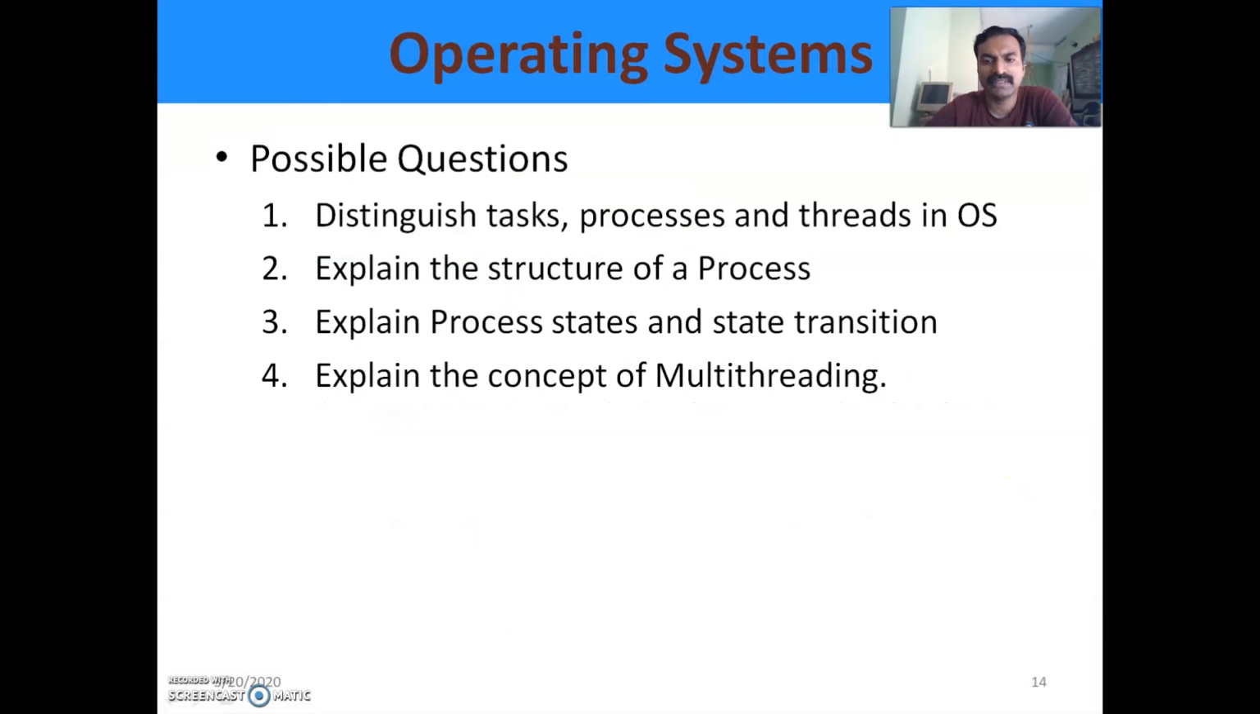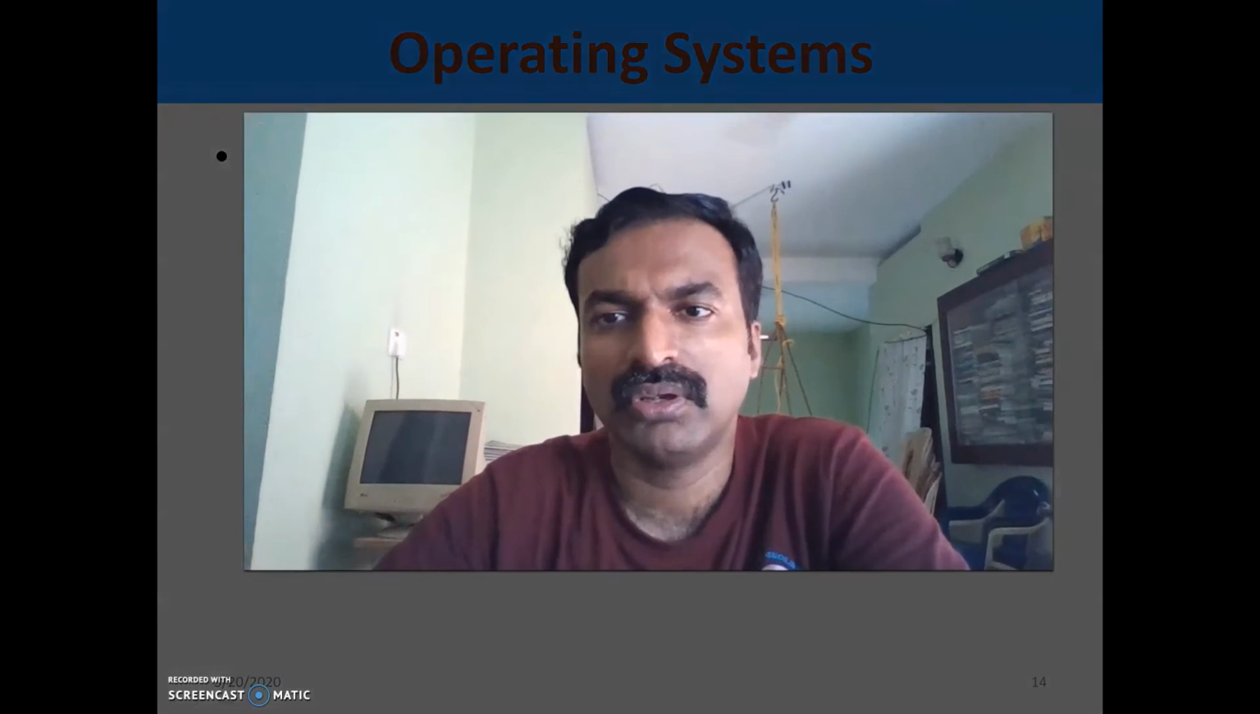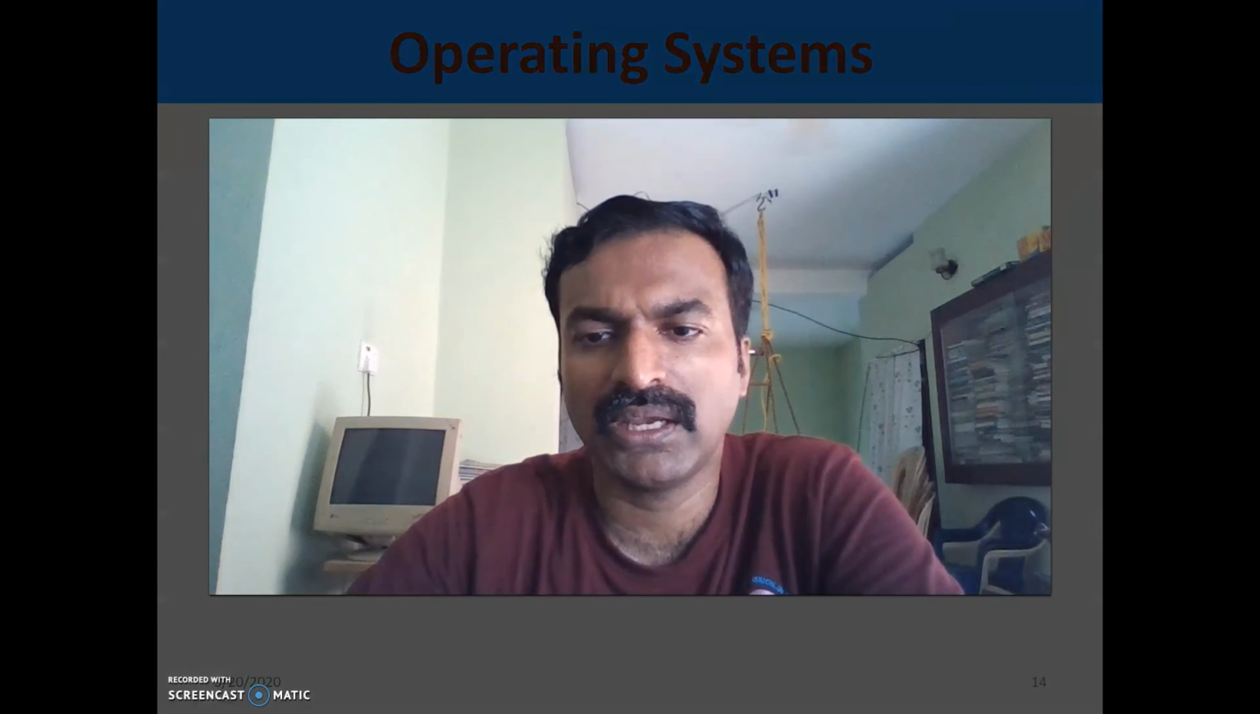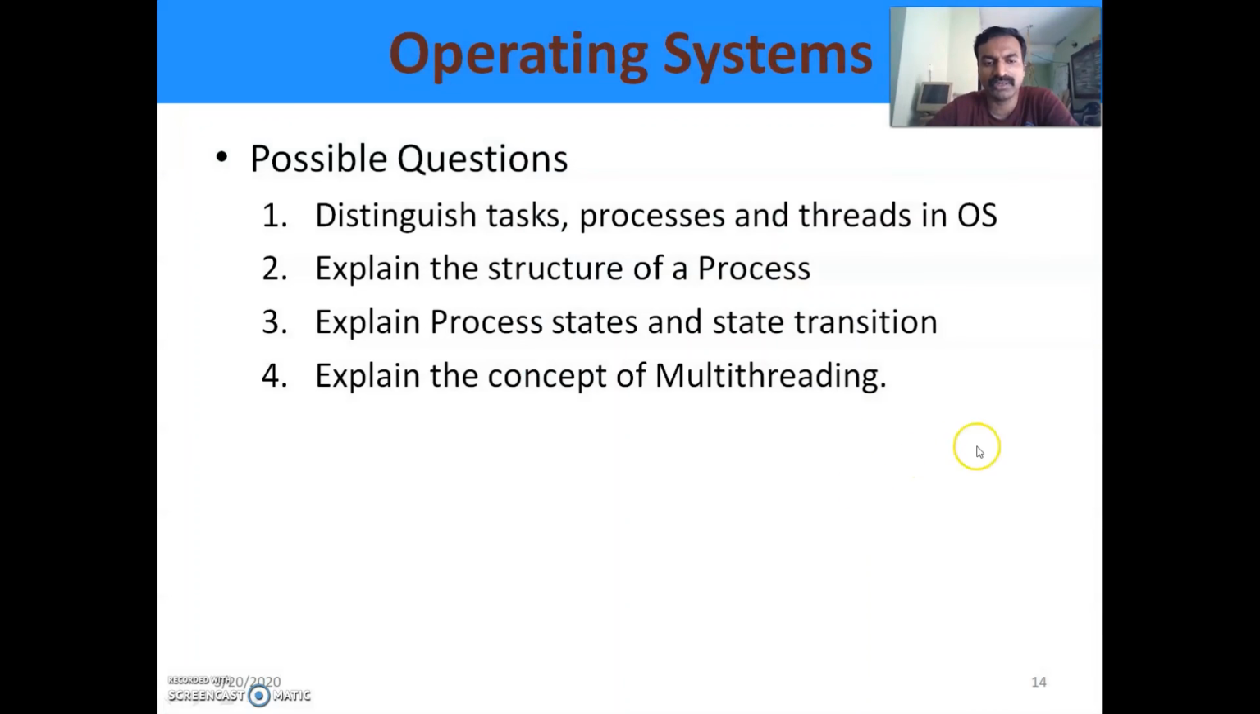Now we will see some possible questions which can come for the university exam. One question can be: distinguish task, process and threads in operating system. Another can be: explain the structure of a process. One possible question is: explain process states and state transition. The concept of multi-threading is also an important question. With this we are coming to the end of this short lecture.